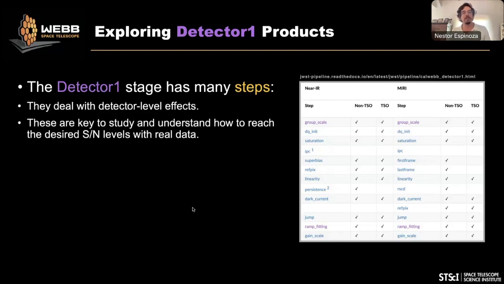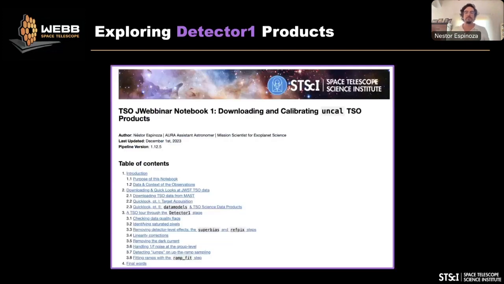And again, Detector 1 deals with everything at the detector level. These are key to study and understand how to reach the desired signal to noise levels with real data. One thing that we've learned out of this data is that having a proper detector calibration ensures that you get the best signal to noise out of your data. That's why it's so important, and that's why we wanted to give you a little tour through Detector 1. So that's exactly what this notebook does.